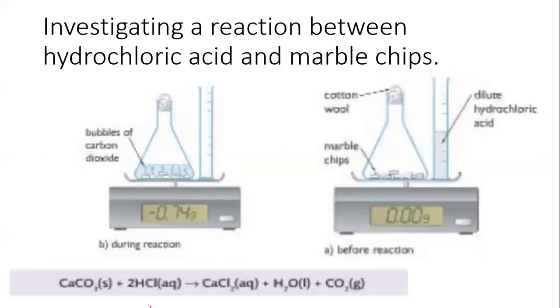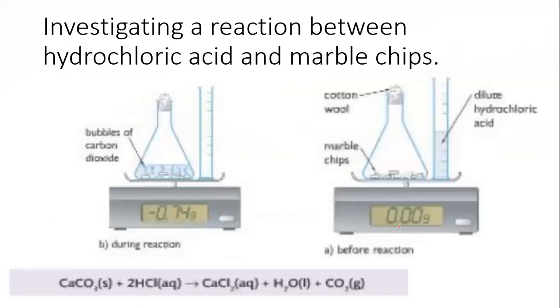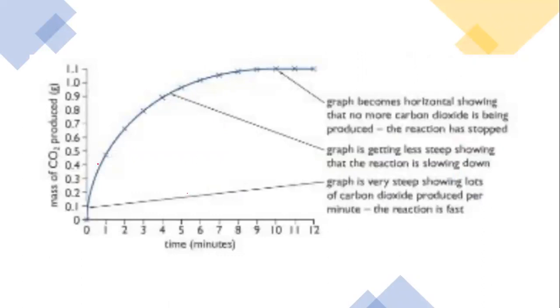So you can go ahead and simply plot your graph. You can write down the time on the x-axis, and on the y-axis you can write down the mass of carbon dioxide produced. It is easy to calculate the mass of carbon dioxide produced. You just need to do initial mass minus final mass. So if the initial mass, for example, was zero and the final mass was minus 0.74, you can just subtract the two and find out the mass of carbon dioxide, right? And then you can plot it over here.